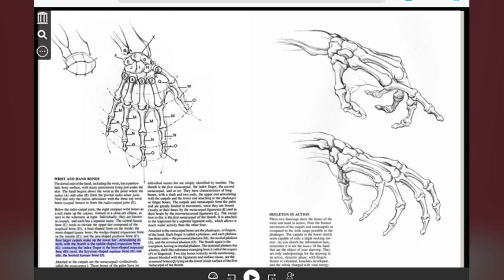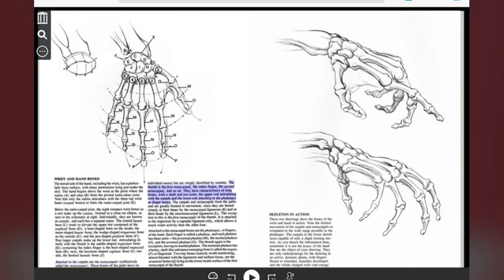Articulating directly with the thumb is the saddle-shaped trapezium bone, G. Contacting the index finger is the boot-shaped trapezoid bone, H. Next, the keystone-shaped capitate bone, I. Outside, the hooked hamate bone, J. Attached to the carpals are the metacarpals, collectively called the metacarpus. These bones of the palm have no individual names but are simply identified by number.